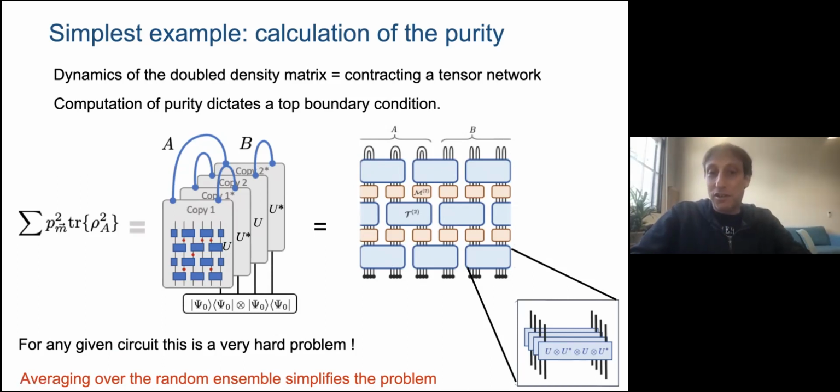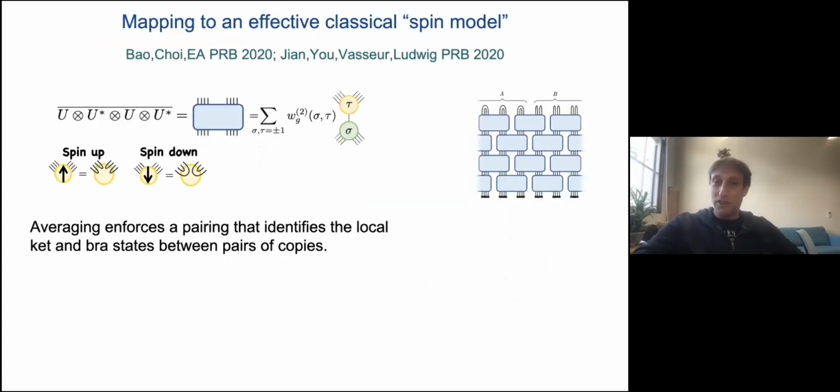Calculating that for a particular set of unitaries is just as hard as calculating the dynamics problem, so I don't know how to do it. How can I do it? How can I simplify this problem? Well, remember that each one of these boxes corresponds to 4 unitaries put on top of each other. And now I want to do an average. Now let me average over the ensemble of circuits. So after calculating the purity, now I want to average over the ensemble of circuits.